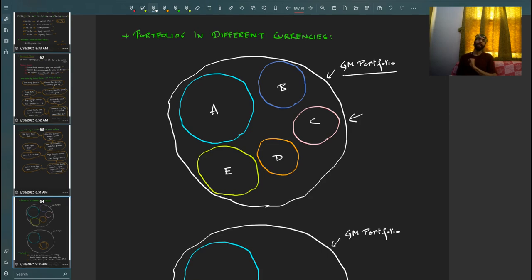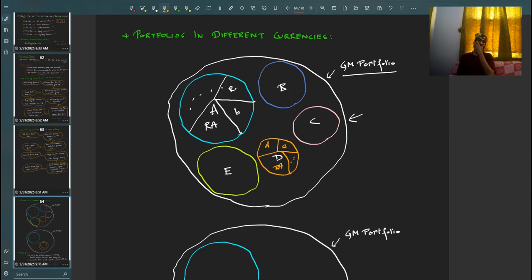Let's say country A has a certain proportion of equity. Then there are bonds or debt. Real assets are there. Like this, different assets are there, right? Similar for country B, C, D and E. Let's say for country D, they have a different proportion of equity, a different proportion of debt and a different proportion of real assets, etc., right?